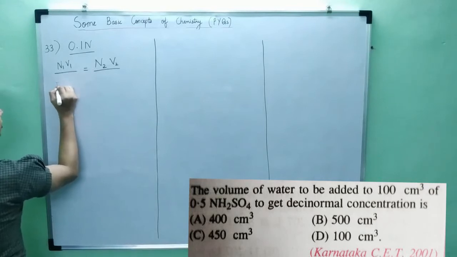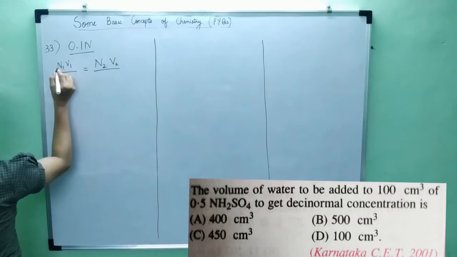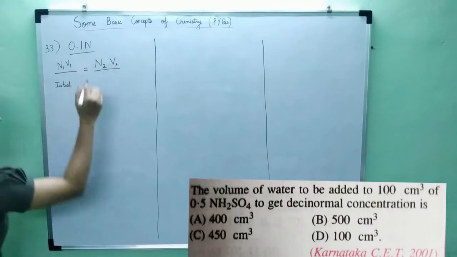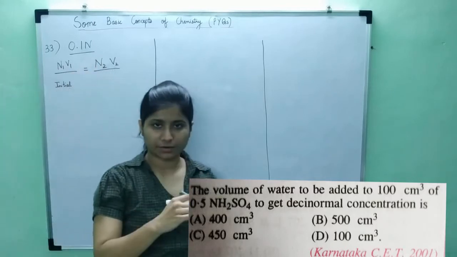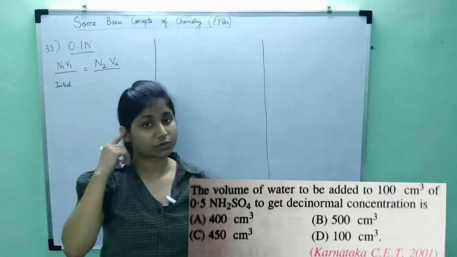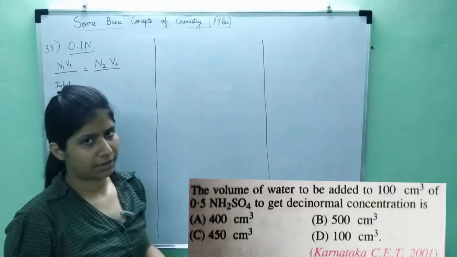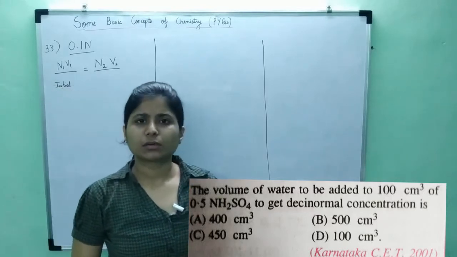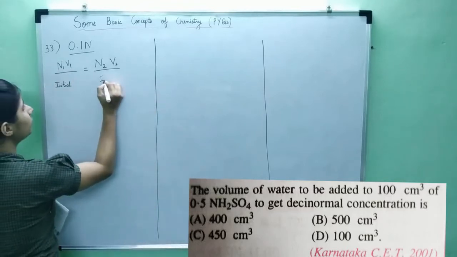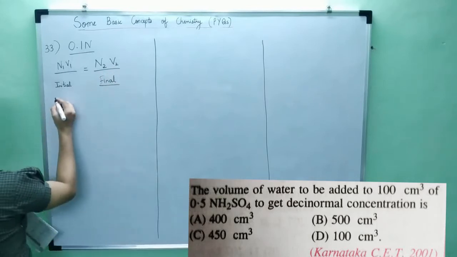It is the initial normality and initial volume. This is the final normality and final volume. So initially, if I had 100, how much water will I add to get a final volume of something? So this is V1 and N2 is the final normality. Now why are we doing this multiplication? N1 into V1 is equal to N2 into V2. This is final.